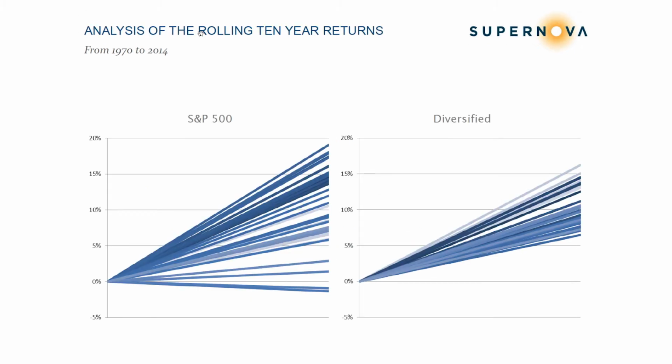Here's another visual analysis, but it's rolling 10-year returns. So here we have the S&P 500 10-year returns. You could roll some dice. Did you get very unlucky for a 10-year period, or did you get lucky? You really do not know. If you were diversified, you had a much tighter range of outcomes, and luck did not play very much of a role.